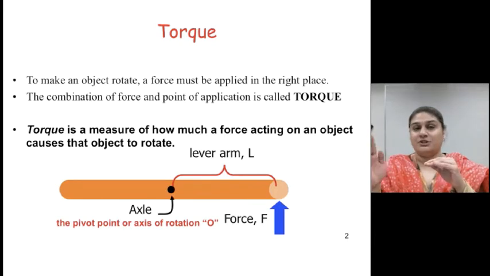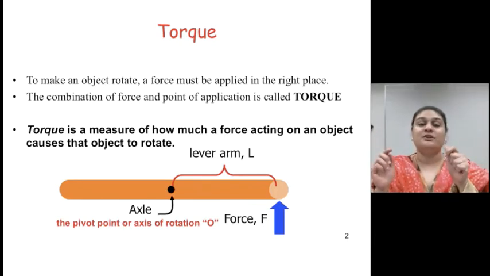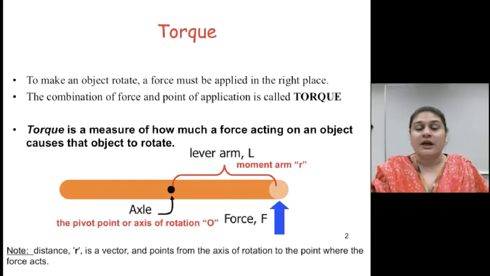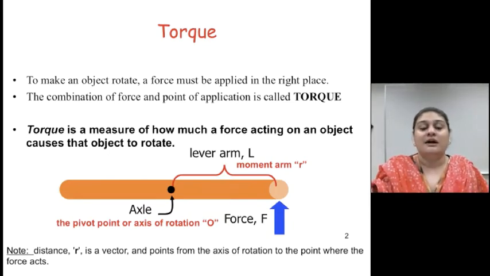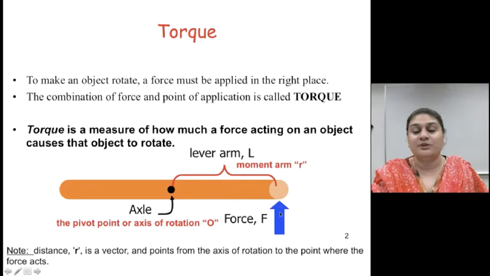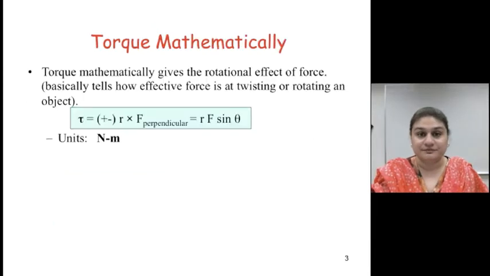The distance between the point of application of the force and the axle point is going to be called the lever arm or the moment arm, okay? And note that the distance r, or the moment arm or the lever arm, whatever you want to call it, is a vector, and it points from the axis of rotation to the point where the force acts. So let's say if we were to apply the force here, the moment arm would be this much. If we were to apply the force here, the moment arm will only be this much. Also, since the force and the moment arm are vectors, we have to be very careful about the angles between them, and we'll talk about that in a second.